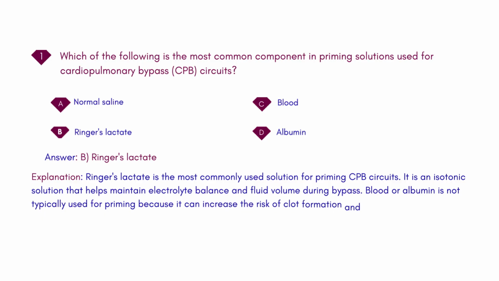It is an isotonic solution that helps maintain electrolyte balance and fluid volume during bypass. Blood or albumin is not typically used for priming because it can increase the risk of clot formation and complicate the management of fluid balance during surgery.